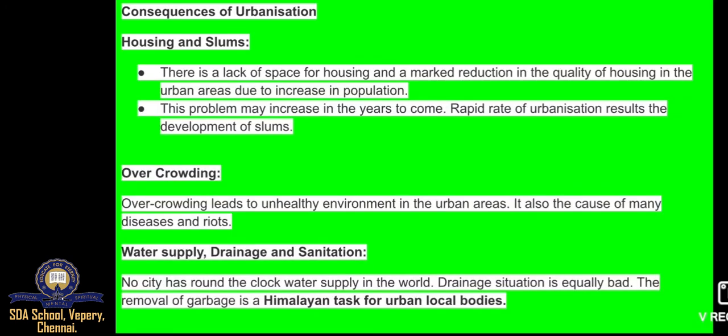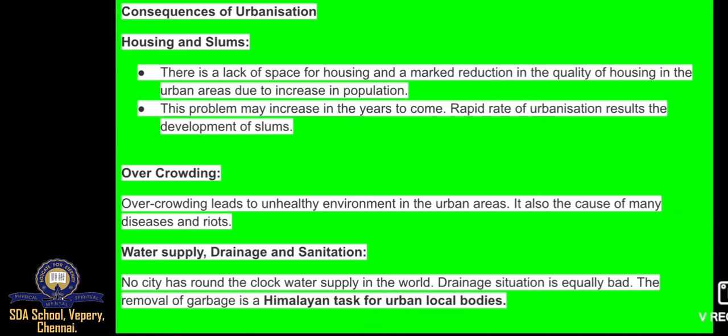And next, consequences of urbanization. First one, housing and slums. There is a lack of space for housing and a marked reduction in the quality of housing in the urban areas due to increase in population. This problem may increase in the years to come. Rapid rate of urbanization results in the development of slums. And next, overcrowding. Overcrowding leads to an unhealthy environment in the urban areas. It is also the cause of many diseases and riots.